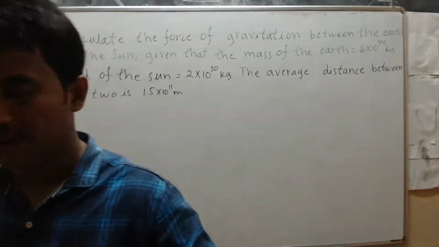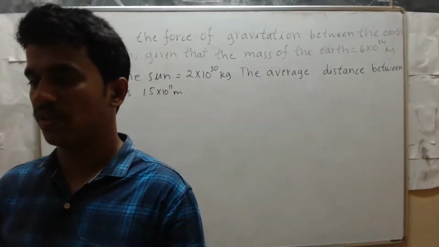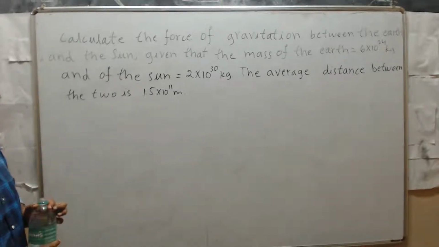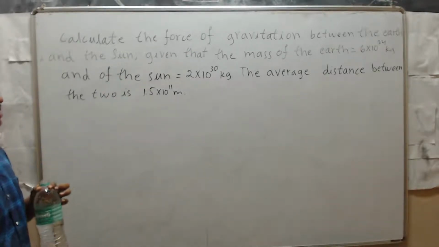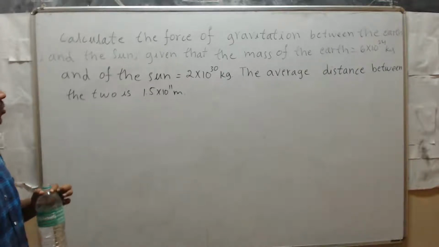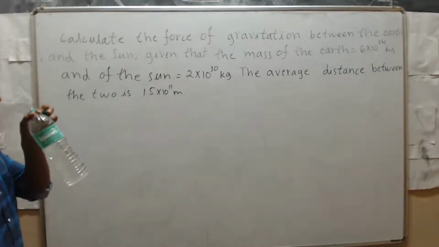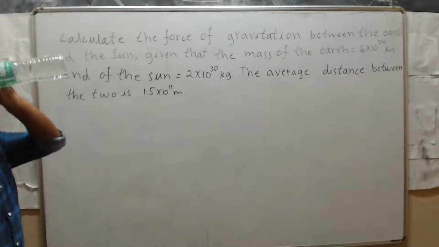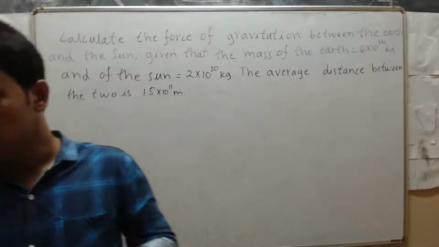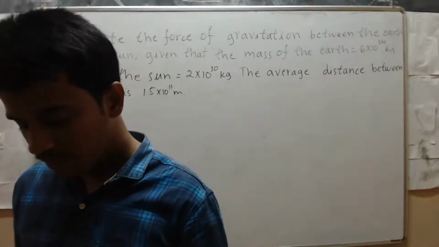Find the answer for this question. I will give you 5 minutes time. Okay. Calculate the force of gravitation between the earth and the sun. Given that the mass of the earth is 6 into 10 raised to 24 kg and of the sun 2 into 10 raised to 30 kg. So the average distance between the two is 1.5 into 10 raised to 11. Okay, calculate the force of attraction.